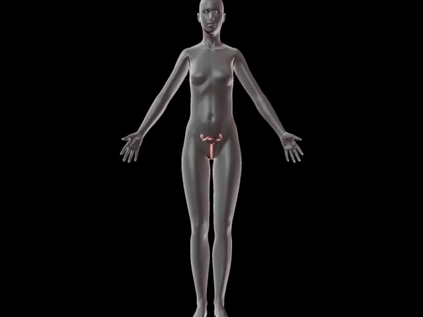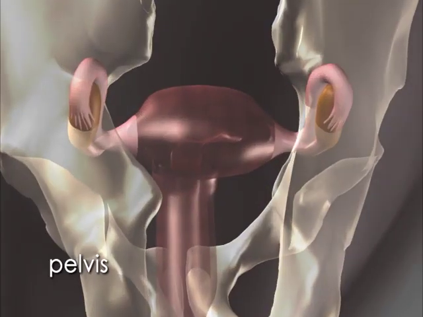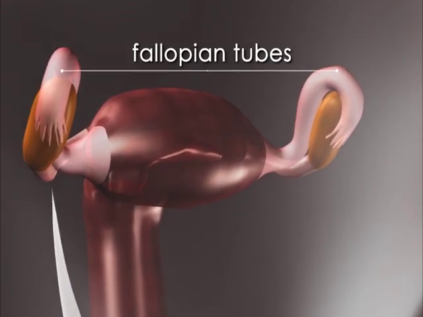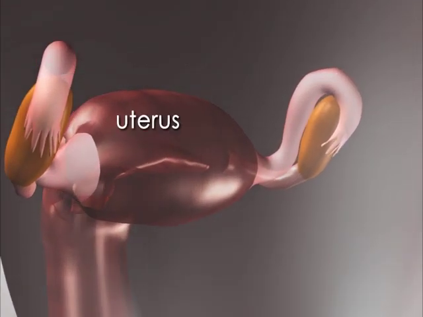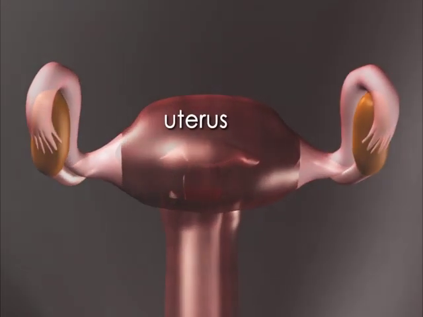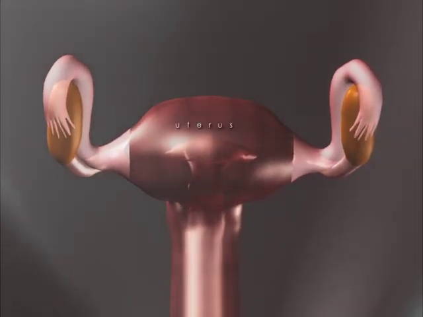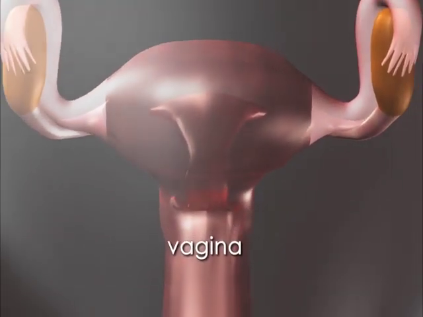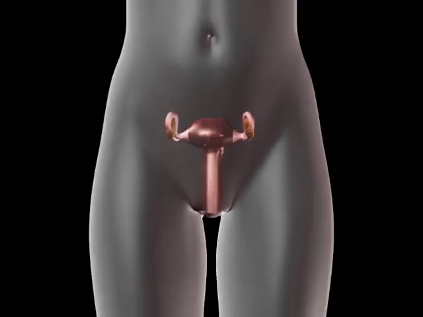Most of the female reproductive system lies deep inside the pelvis. There are a pair of ovaries and a pair of fallopian tubes, which are connected to the uterus, which is about the size of a pear. At the base of the uterus is a very strong muscle called the cervix. The cervix is at the top of the vagina, which opens to the outside of the body.